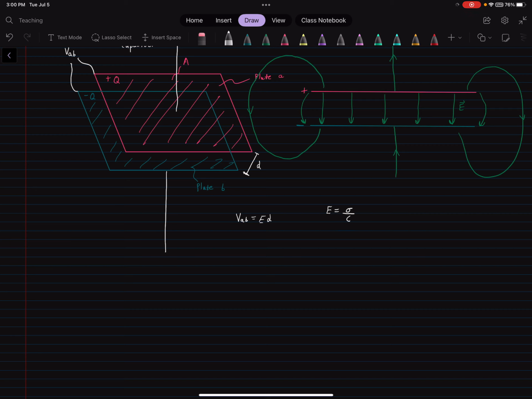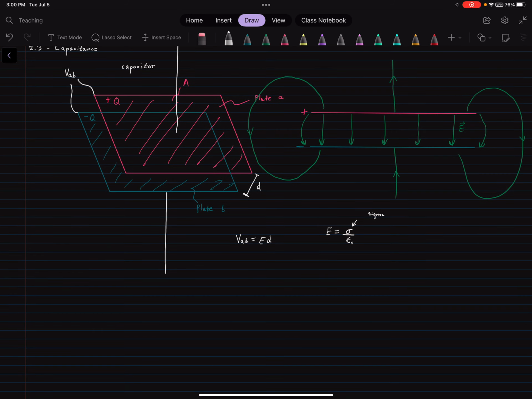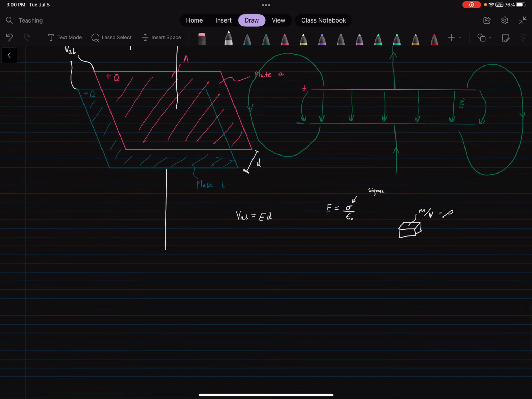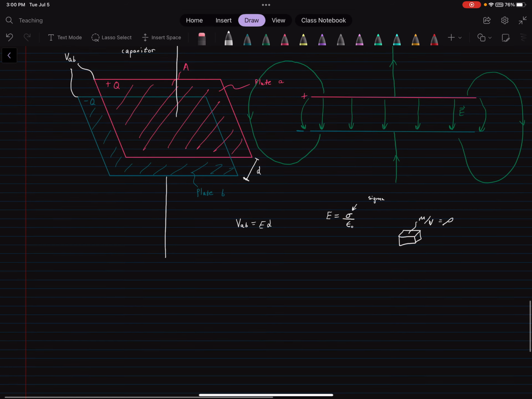Epsilon naught. So what is this? This is sigma, and it describes a charge per area. It's the surface charge density. So density is like how much mass stuffed into how much volume. If you have some brick of some material, it has some mass and it has some volume, so mass per volume is equal to density. Remember that? Well, this is a surface charge density, so it's a similar concept of how much something stuffed into how much something, but in this case we're talking about how much charge is stuffed into how much area.